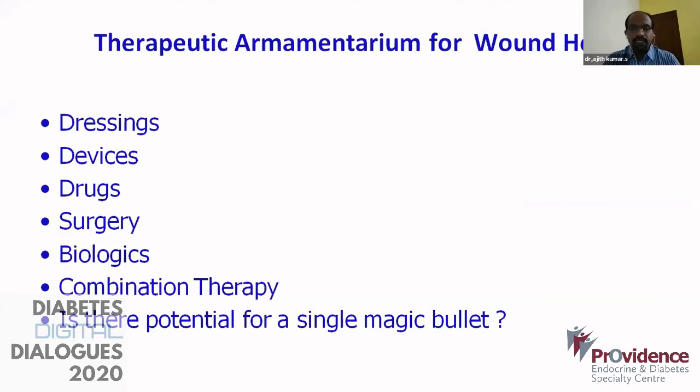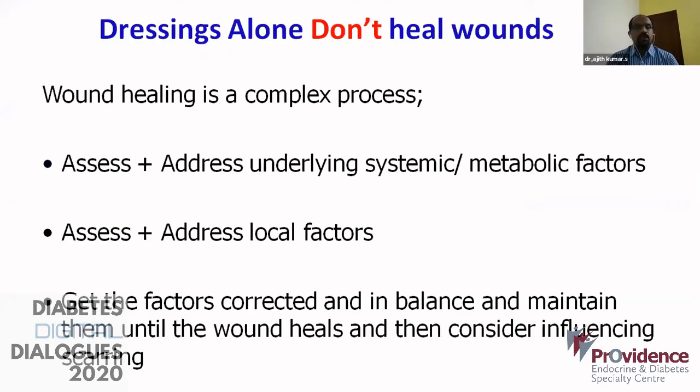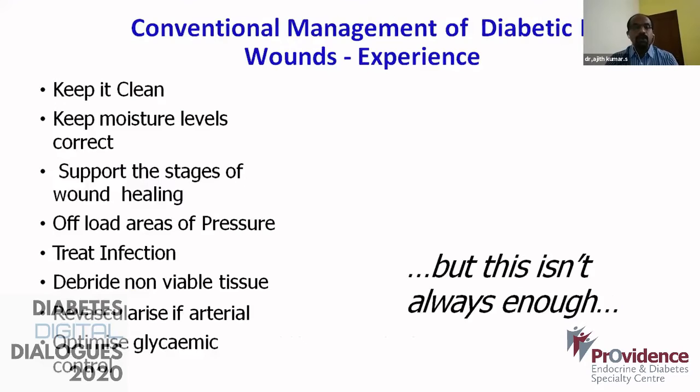But you have to think: is there any single magic bullet for diabetic foot healing? If you think so, then you are wrong. There is no single option, because wound healing is complex. You have to assess the systemic, metabolic and local factors. You have to go for proper glycemic control and nutritional control, and along with that, you have to give local factors which promote wound healing.